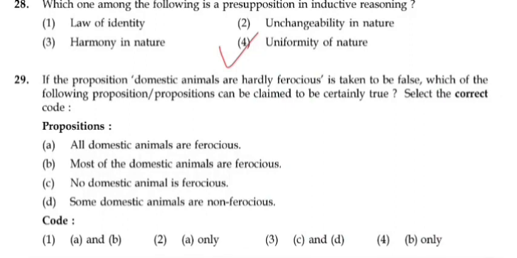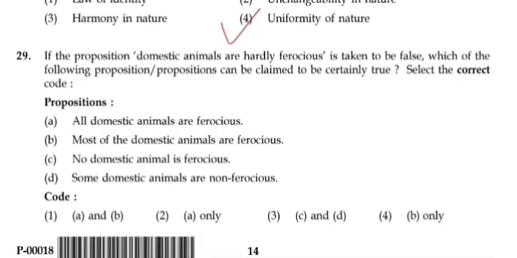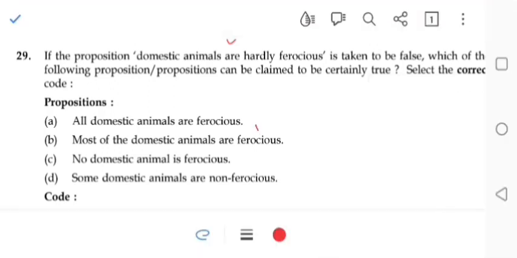29. If the proposition "domestic animals are hardly ferocious" is taken to be false, which of the following proposition or propositions can be claimed to be certainly true? Select the correct code. Propositions are: A. All domestic animals are ferocious, B. most of the domestic animals are ferocious, C. no domestic animal is ferocious, D. some domestic animals are non-ferocious. A and B; A, C; D; B. 29. Correct answer will be A and B. All domestic animals are ferocious. Most of the domestic animals are ferocious.